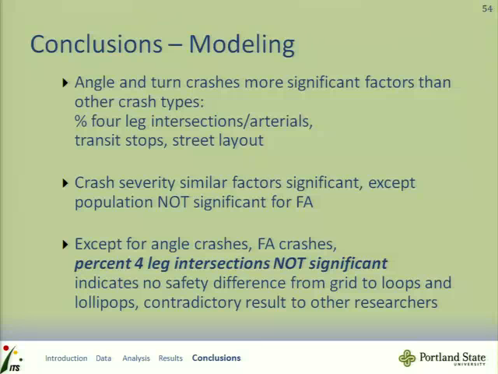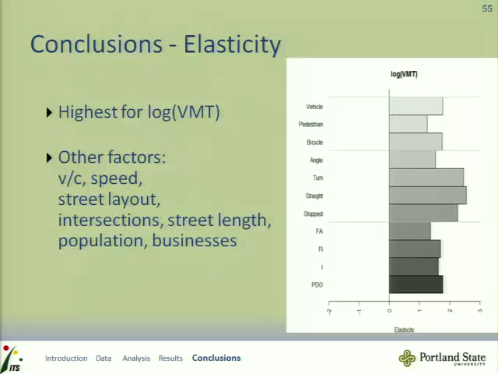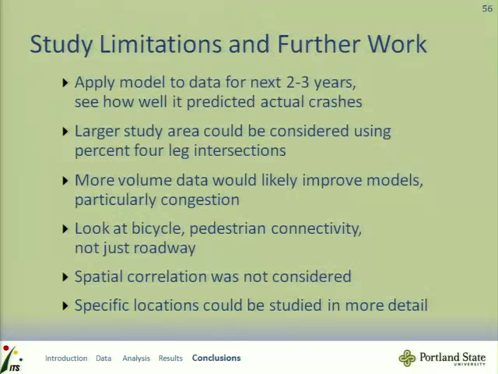And on the connectivity in particular, the percent four-leg intersections was not significant, which indicates that there seems to be no strong model. This model indicates no difference in safety between the loops and lollipops or the grid, contradictory to some of the other results that have been shown. The elasticity was highest for the vehicle miles traveled. Other factors had some elasticity that we saw.